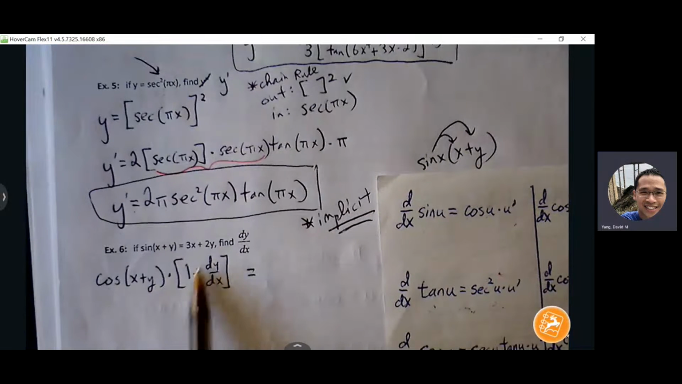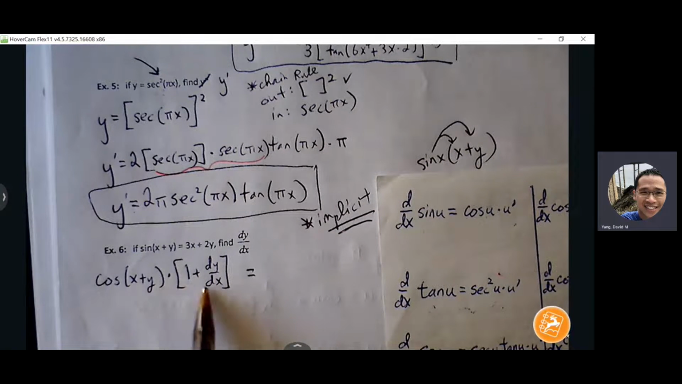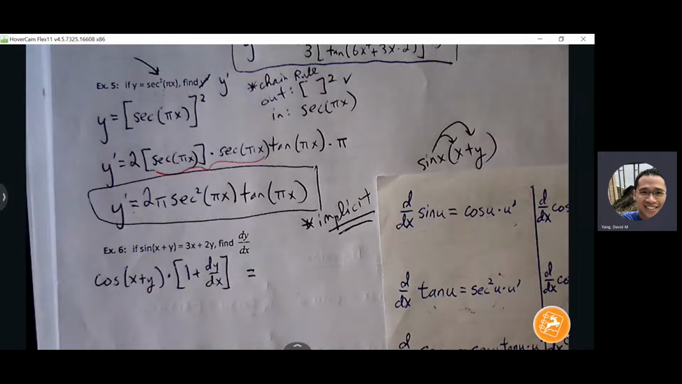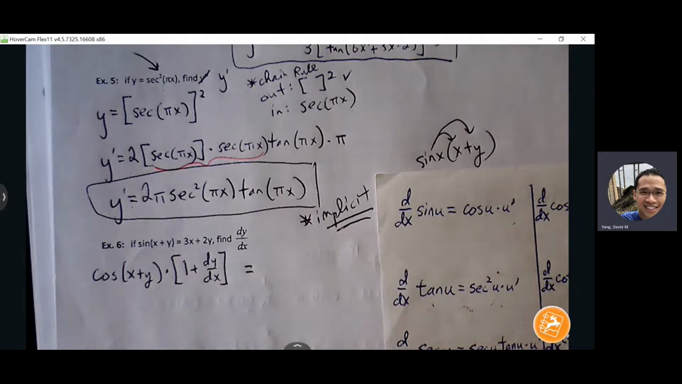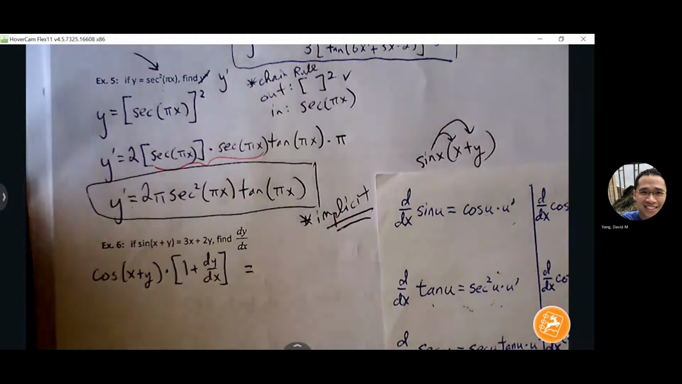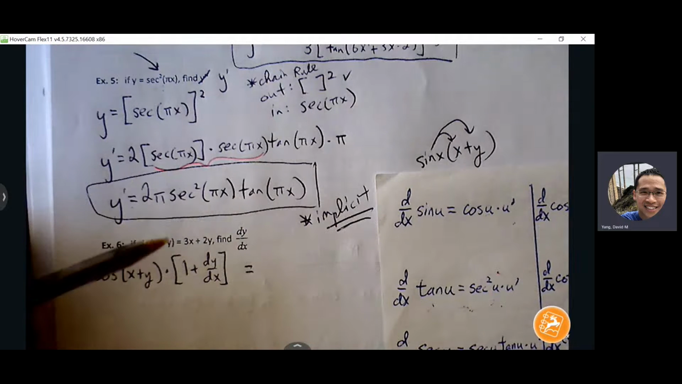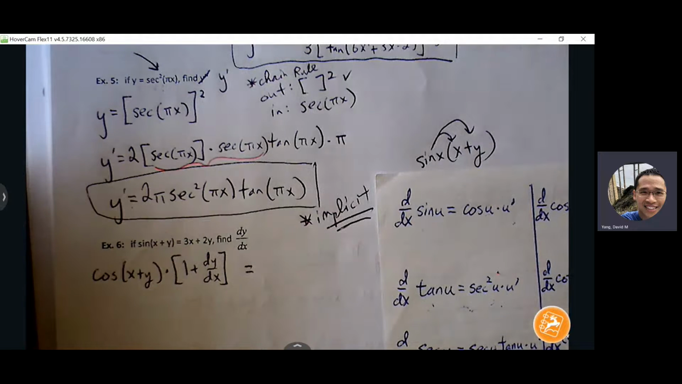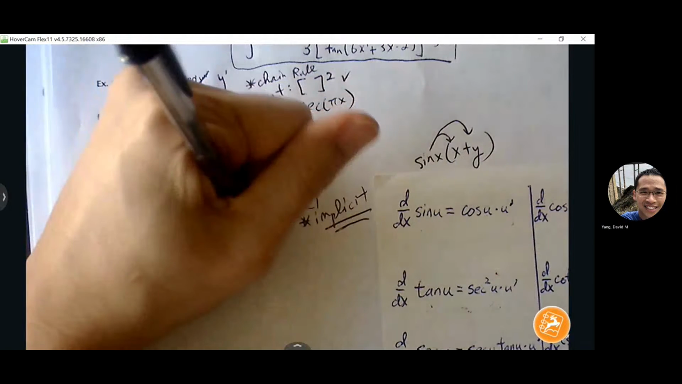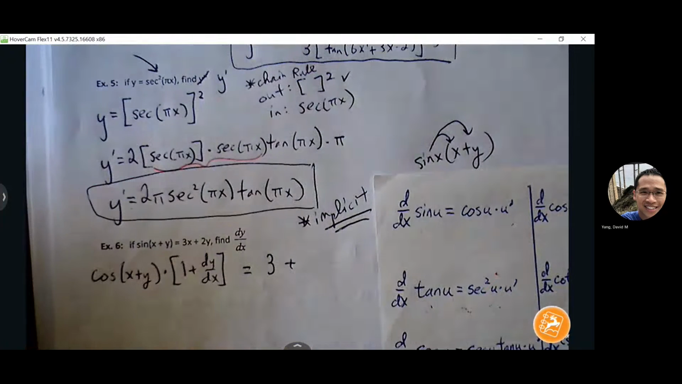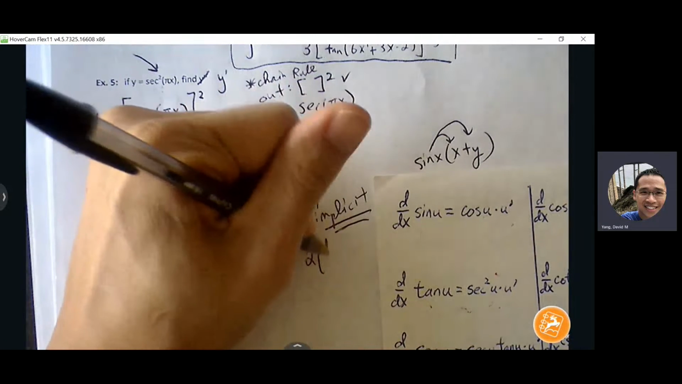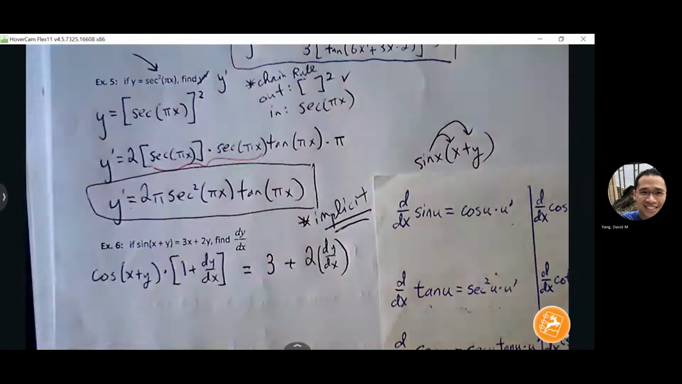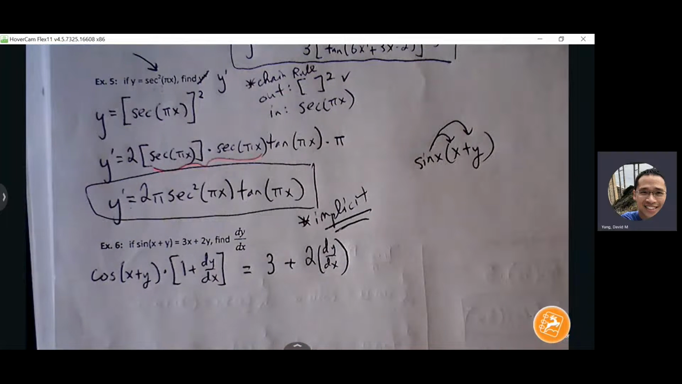Now this is outside the cosine function, so these are two separate things. The 1 plus dy dx is not stuck inside the cosine, it's outside of it. Keep going though. We have to find the derivative of both sides of our equation. So 3x becomes 3, and 2y becomes 2 dy dx. Okay, our calculus is done.